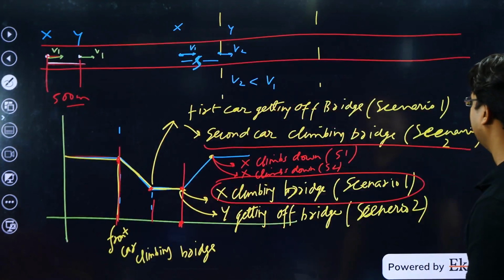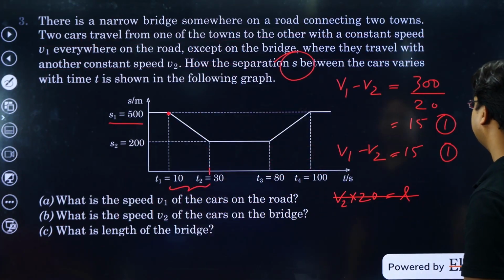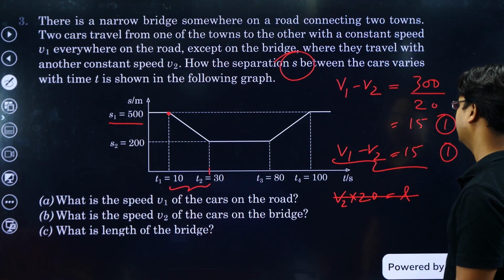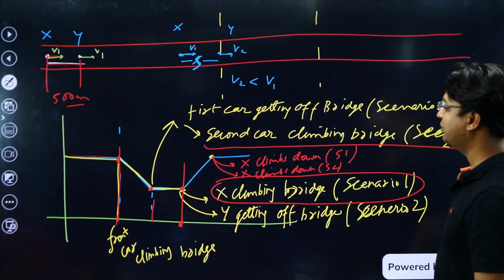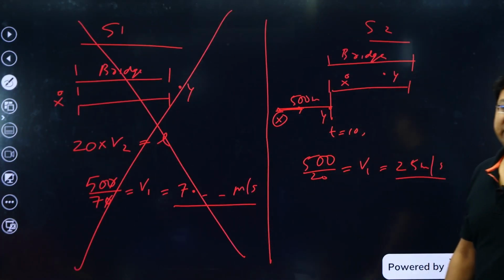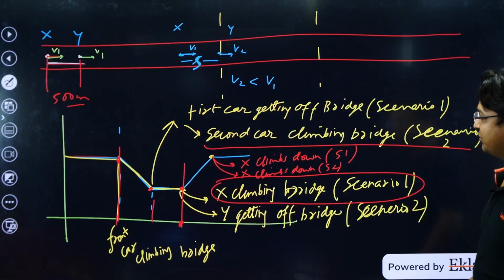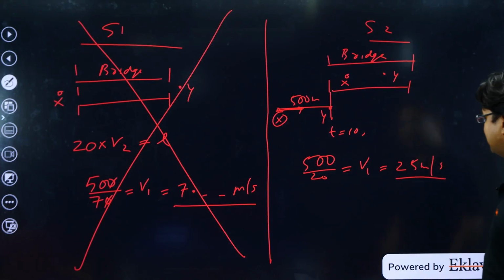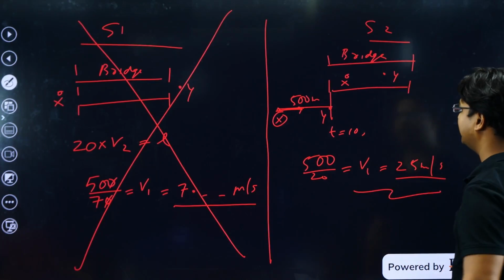But if this is the case, then this equation, V1 minus V2, cannot be true. Therefore, we completely rule out this option, and we now know that the scenario 2 that we considered was the actual applicable scenario. We have already got the value of 25.